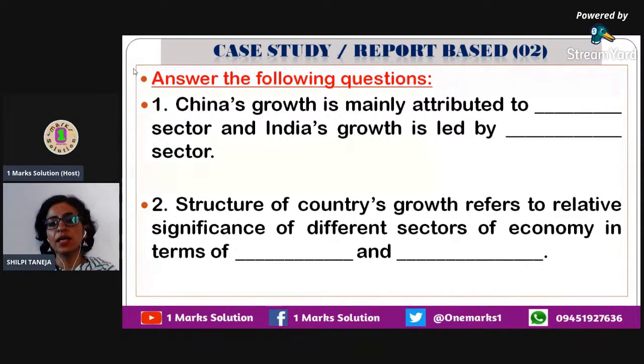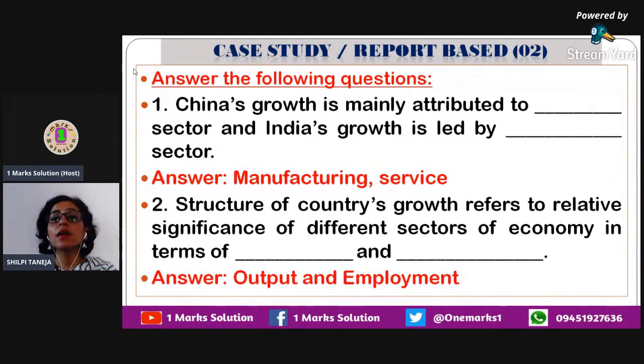China's growth is mainly attributed to dash sector. कौन सा sector सबसे अच्छा काम कर रहा है? Manufacturing sector. And India's growth is led by the service sector. India की जो growth है वो सबसे अच्छी जो show हुई है वो हमको service sector के through हुई है, tertiary sector के through हुई है, right?